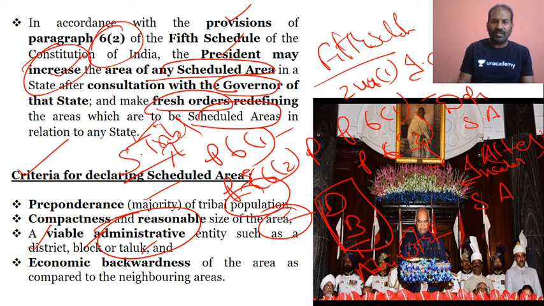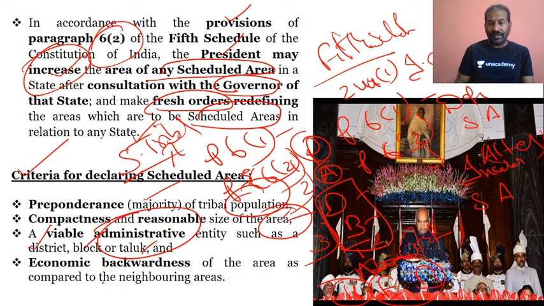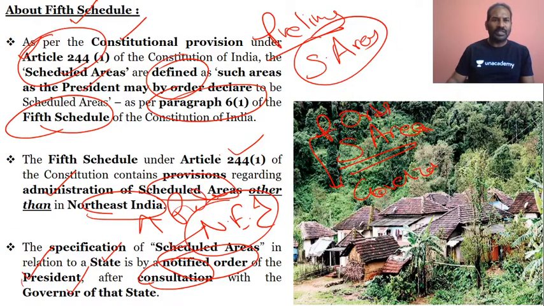So it is the population, it is the area, and then it is in regards to administrative viability, and then they will look at the economic backwardness of the area. So first is the population, second is the area, and then the third one is whether they are viable administrative entities like districts, blocks and taluks, and the fourth one is the criteria for declaring the scheduled area, in regards to whether that area is economically backward compared to the neighboring areas. Please do understand, this point is very important, comparing to the neighboring areas. So this is what is very important in regards to the scheduled areas also.